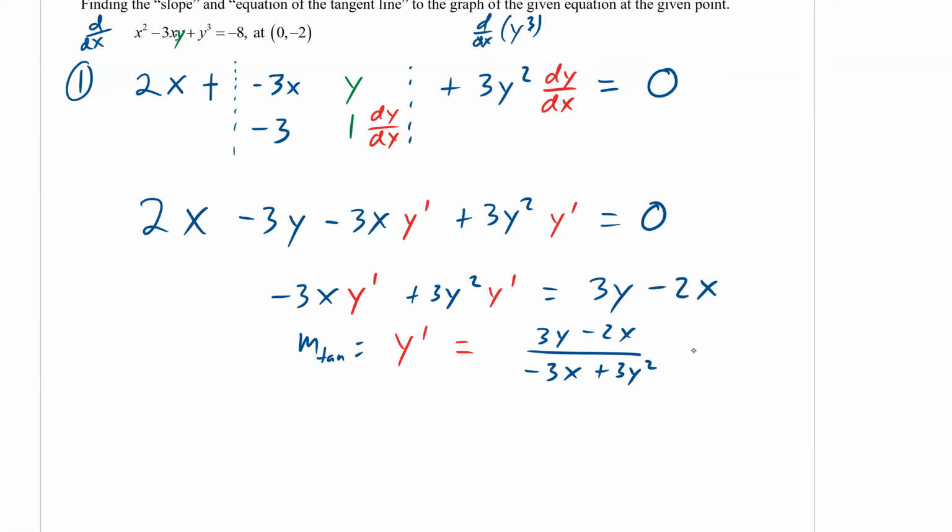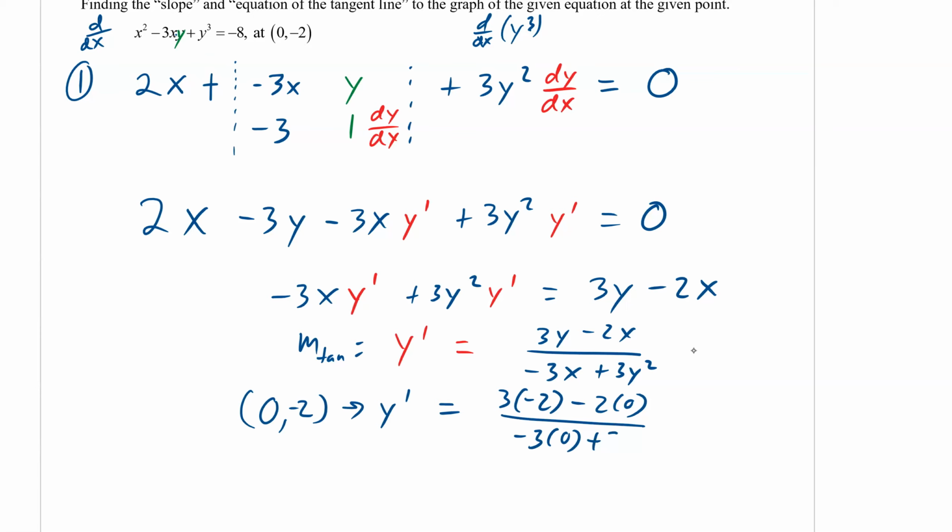And we can plug in 0, negative 2. So now we're going to take 0 and negative 2, and we're going to plug it into our y prime. That gives us 3 times negative 2, 2 times 0, negative 3 times 0. So x's are zeros, y's are negative 2. And then we just simplify, which gives us negative 6 over 12, which is negative 1/2. So we just found the slope.